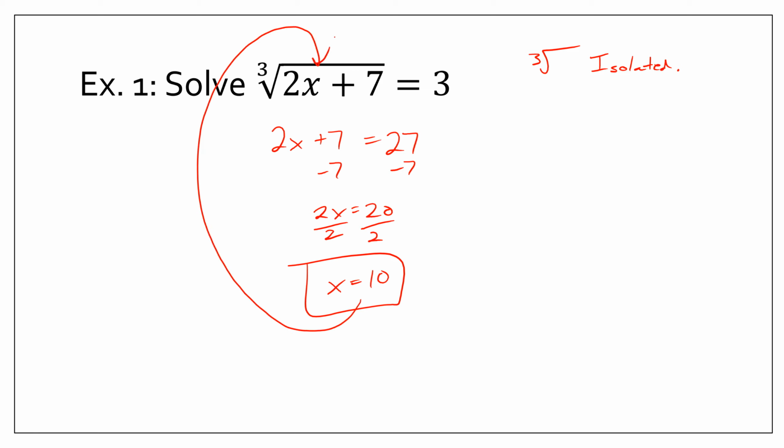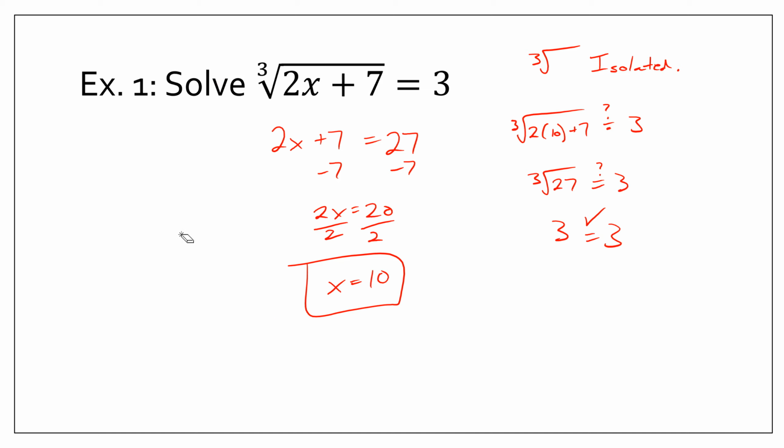I can plug it back in. So I have the cube root of 2 times 10 plus 7, and I want to check to make sure that's 3. So 2 times 10, that's 20, plus 7 is 27. So I have the cube root of 27. And of course, the cube root of 27 is 3. Check. I know that this is indeed an answer. It's not an extraneous solution. This is a legit answer.